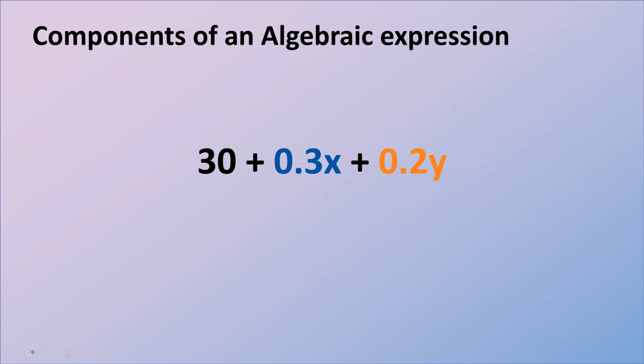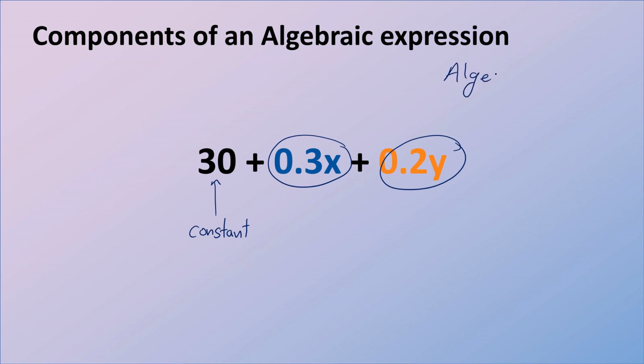Before we go any further, let's look at the components of an algebraic expression. It can have numbers like 30 in this expression, and we identify it as the constant. And we can also have 0.3x and 0.2y, these types of terms, and they are algebraic terms.